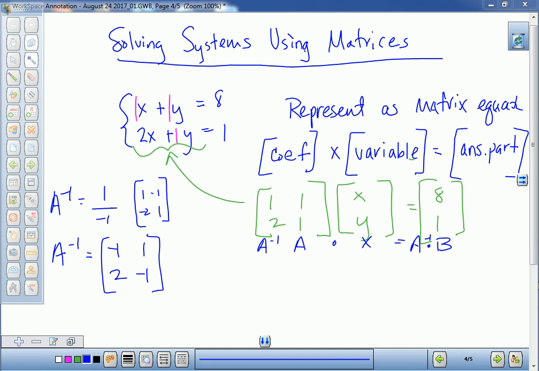Okay, so the determinant is 1 minus 2, which is negative 1. So it's 1 over negative 1. Switch these two. Well, they're the same, so when you switch them, it doesn't look any different. And change the signs of the other two. Then we distribute the negative. So A inverse is negative 1, 1, 2, negative 1. So that's what we will multiply by on both sides. So here we go. A inverse times this. And I'm quickly doing that in my head to make sure I did not mess up.